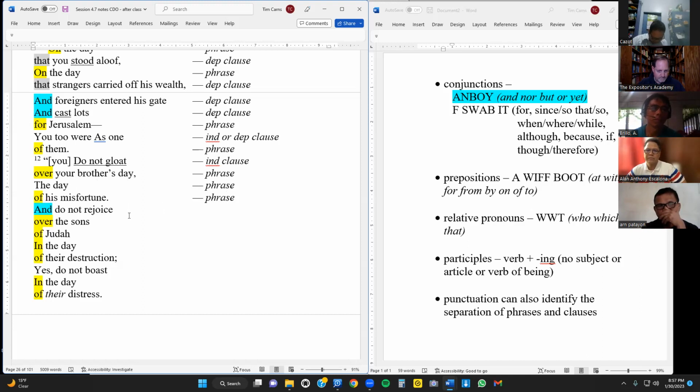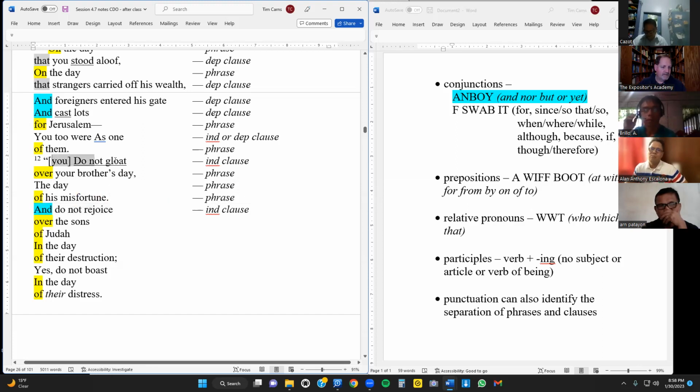And do not rejoice. That's a dependent clause? I think independent clause. Yeah. Independent. Because notice the "and" here, right? So it's connecting this with this. All right. Good.